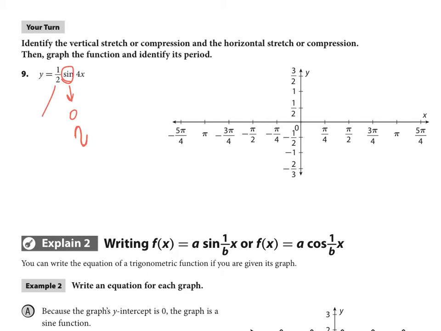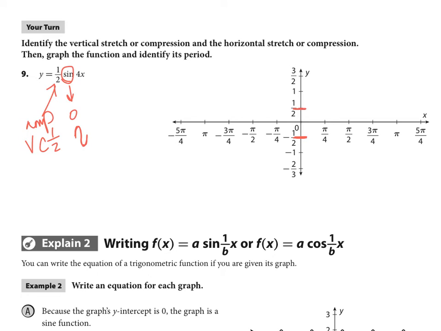So we're going to talk about our amplitude. This 1/2 means that's going to be a vertical stretch. It's not a stretch, it's a compression of 1/2. So that means the highest I'm ever going to go is 1/2, and the lowest I'm ever going to go is -1/2. So my graph is really going to be squished down.